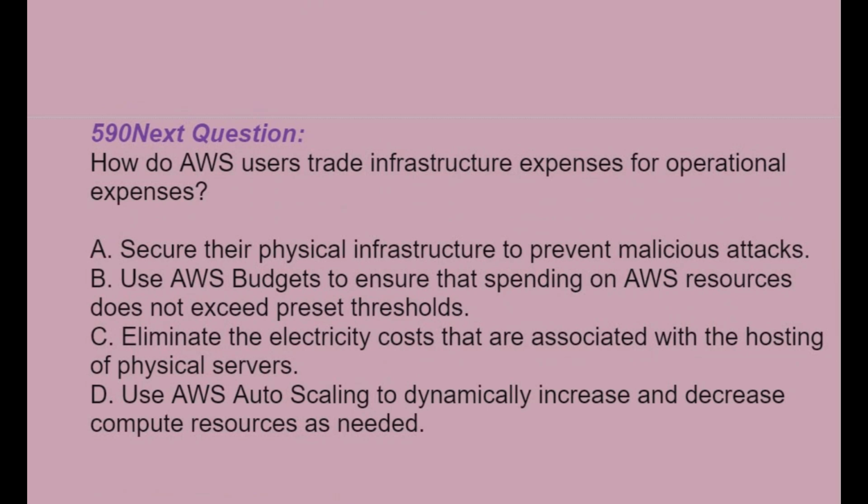Question is, how do AWS users trade infrastructure expenses for operational expenses? Option A, secure their physical infrastructure to prevent malicious attacks. Option B, use AWS Budgets to ensure that spending on AWS resources does not exceed preset thresholds. Option C, eliminate the electricity costs that are associated with the hosting of physical servers. Option D, use AWS Auto Scaling to dynamically increase and decrease compute resources as needed. Correct answer is option D.